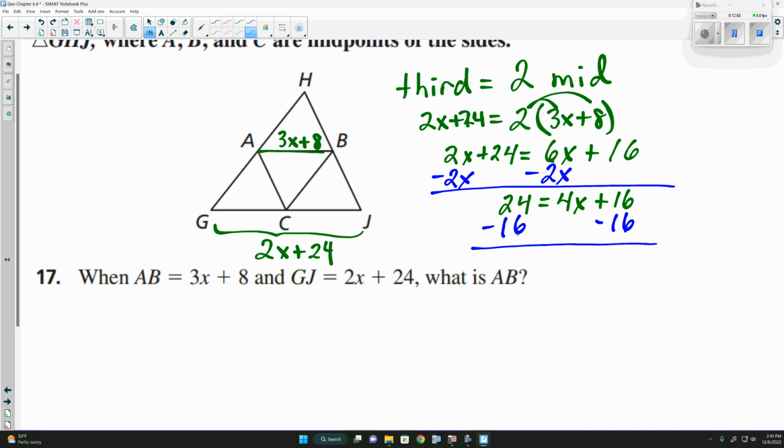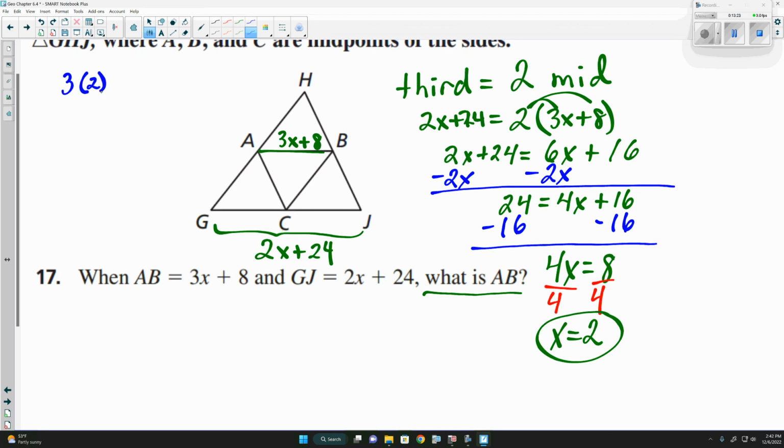Now we can subtract, guys. Focus up here. So 4x is equal to 8. Does it matter which one we plug it into? Yes and no. Because if we plug it into AB, 3 times 2 plus 8, 6 plus 8 is 14, so AB is 14.